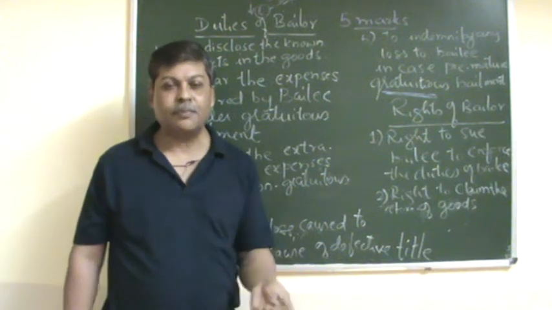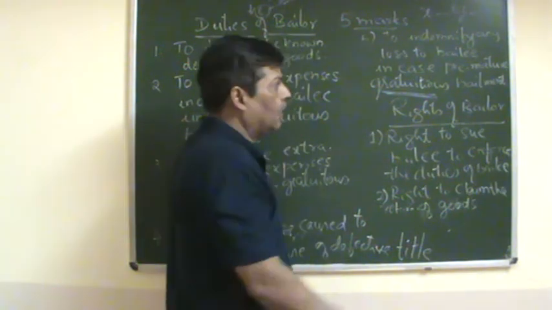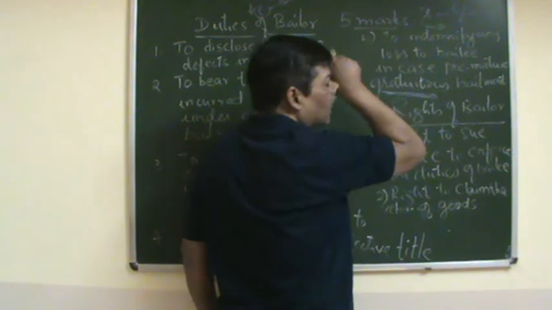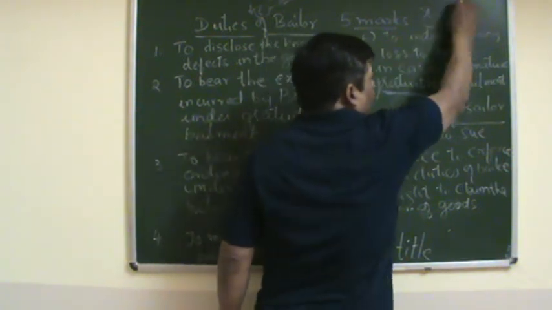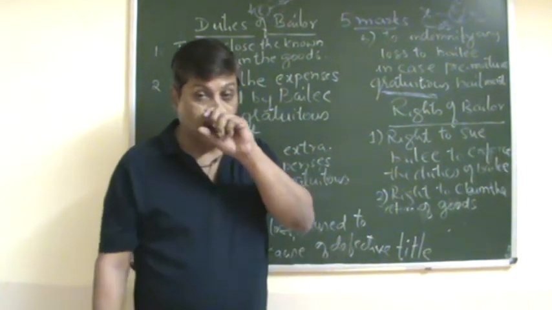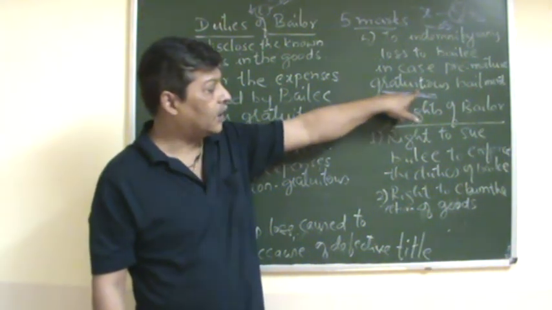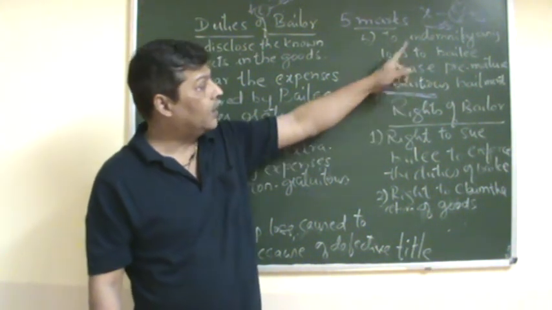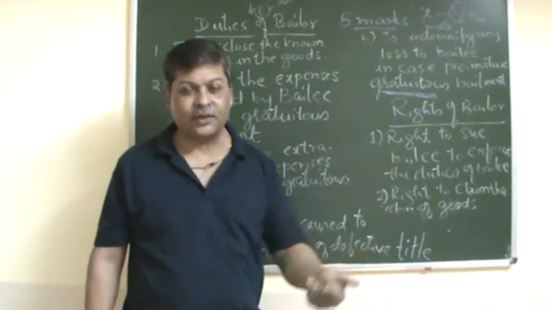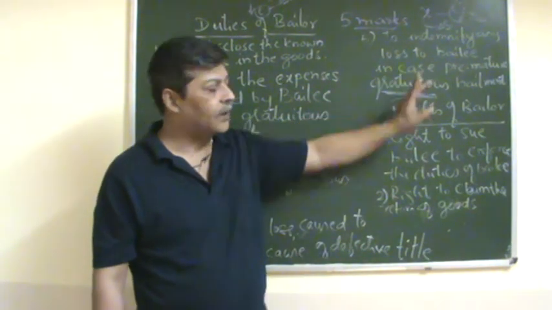For example, X has given his car to Y for a function for 1 week, but after 3 days, remember it is gratuitous, he demands the car back. So Y takes another car on hire for the 3 days, where he incurs expenses. So it is the duty of X to make up that. It is a gratuitous bailment, and it is premature. So he has to indemnify Y for the expenses he incurred for hiring another car for the rest of the 3 days. That is to indemnify any loss to the bailee in case of premature gratuitous bailment.